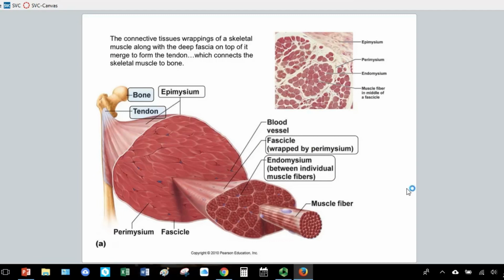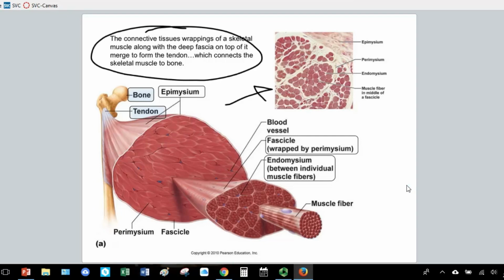And that's basically what this is showing here. You can read this, but here's a skeletal muscle, and all of these connective tissue wrappings merge to form a tendon, which then connects to the bone.